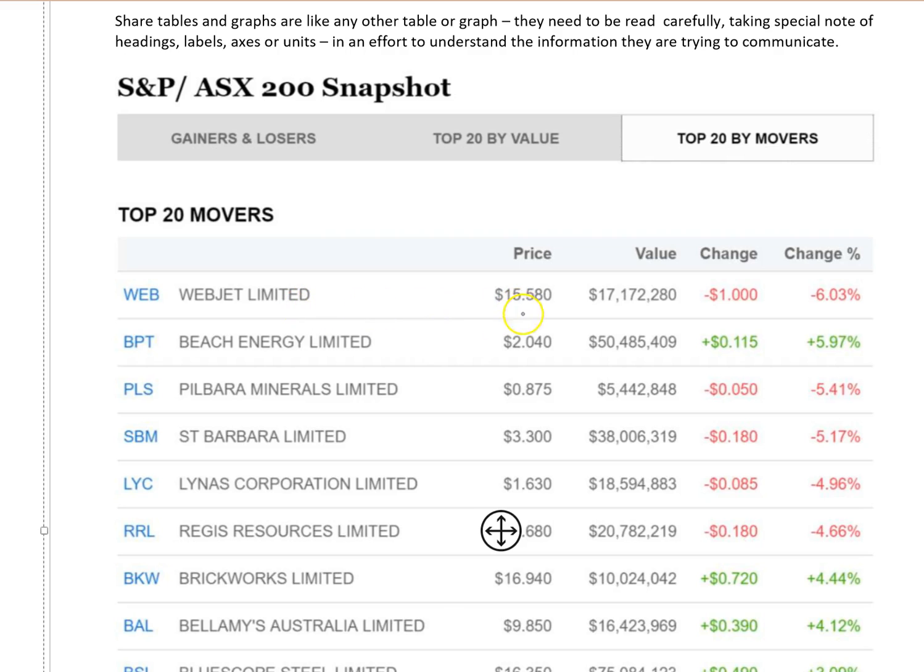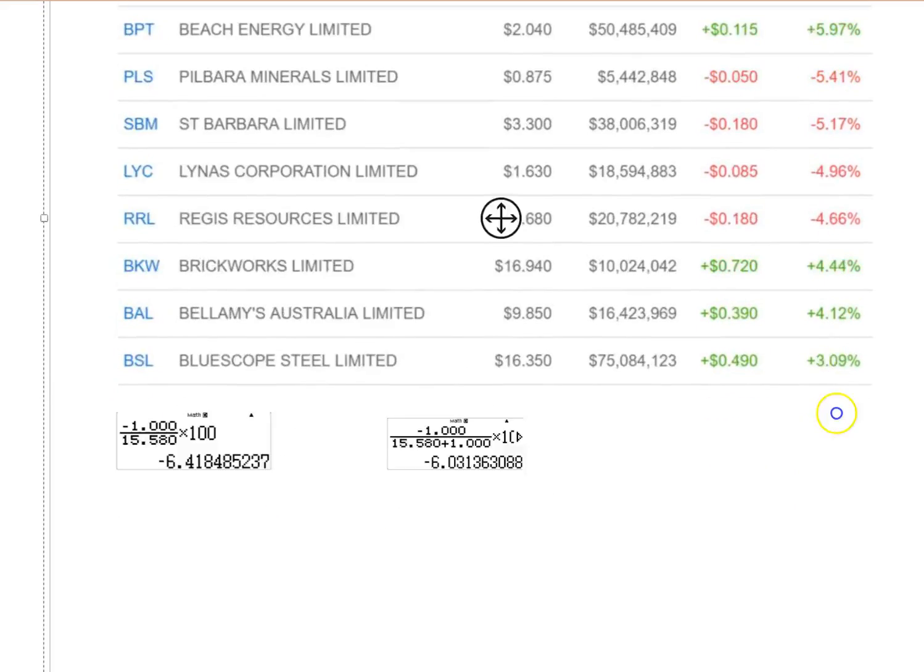Webjet Limited has a price of $15.58. Their total value of shares is 17 million, which would be very secure. The change has been minus $1, but they also show you that as a percentage, so that's a negative 6.03. You can see with the next one, Beach Energy Limited, they've had an increase in the price of the share. You can take more time with that if you feel you need to.